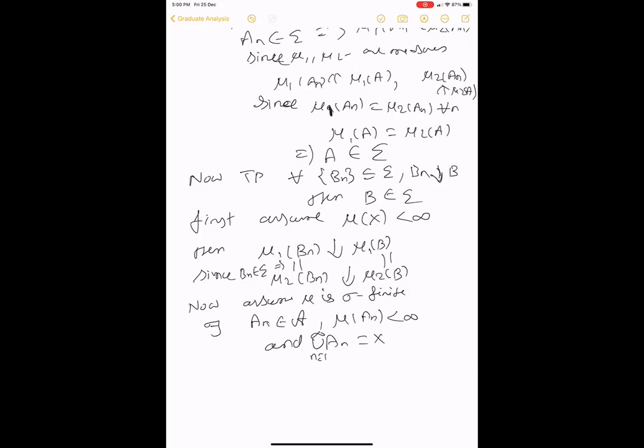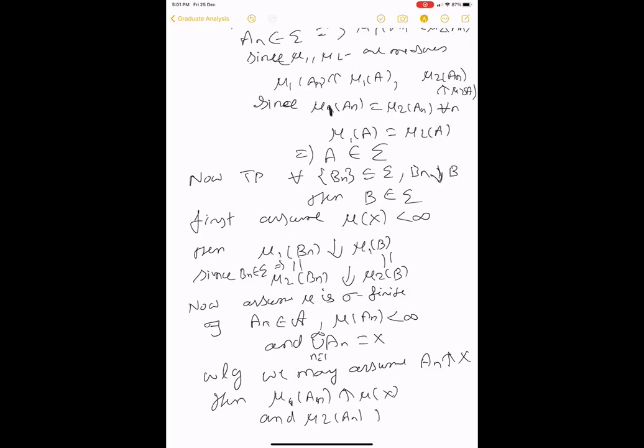Without loss of generality, you can redefine Bn to be the union of sets up to n. When I write WLG, it means without loss of generality. We may assume An is increasing, An increases to x. Then mu1 of An increases to mu of x, whether it is infinity or whatever, this sentence makes sense. And mu2 of An increases to mu of x.